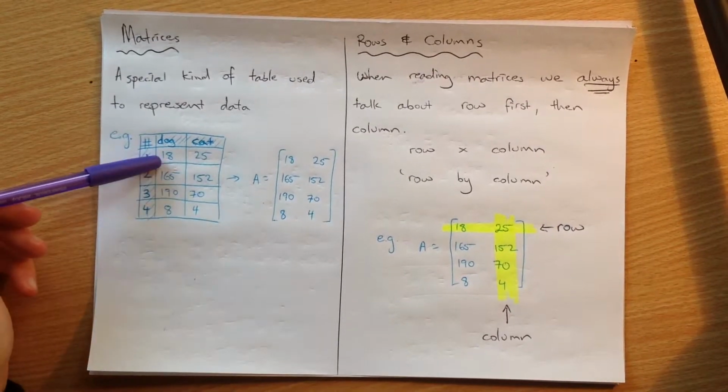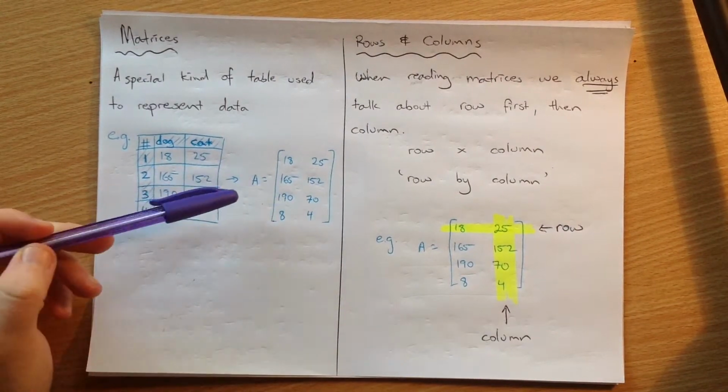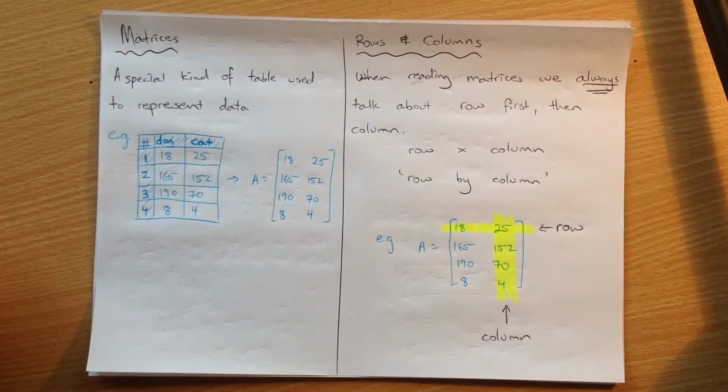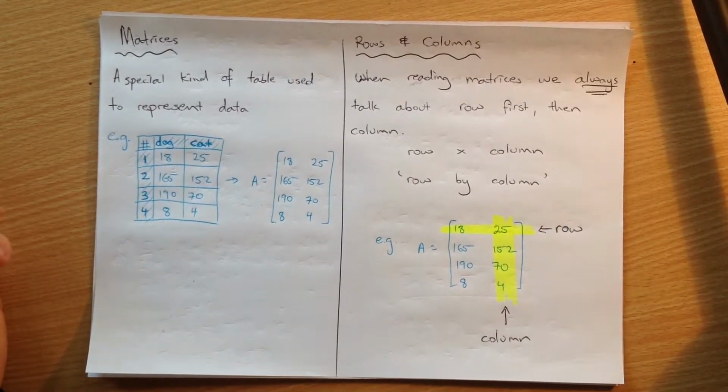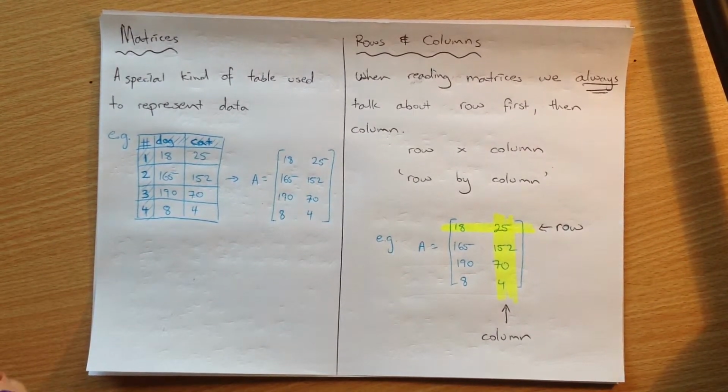So I turned this table into this matrix. And we called it matrix A. Often we call them A because A is the first letter of the alphabet, it's easy. And then if we make a second one, usually we call it B. But it doesn't really matter what you call it. You can call it anything you want. It's just easier, I think, to call it A.